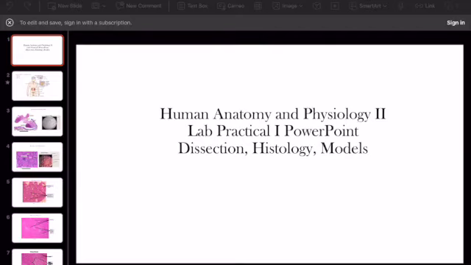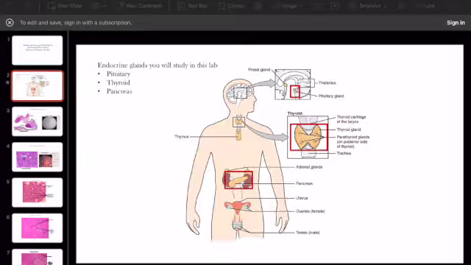Today in this lab, we are going to focus on two systems, the endocrine system and an introduction to the cardiovascular system. We all know that the endocrine system uses hormones to regulate body functions, which are released directly into the bloodstream. Because the hormones travel through the blood, the endocrine system works closely with the cardiovascular system.